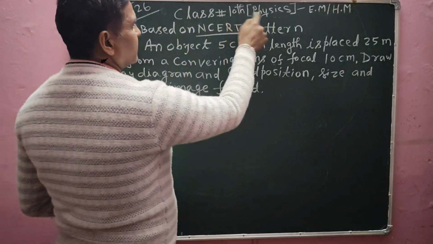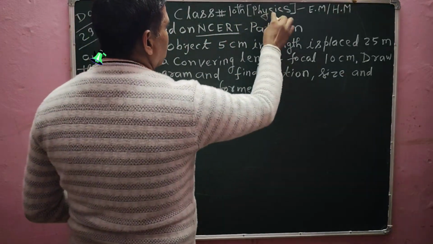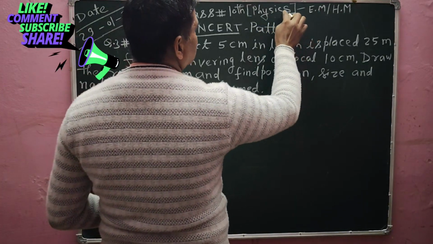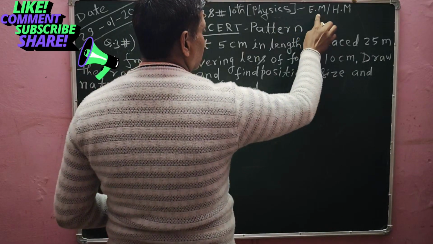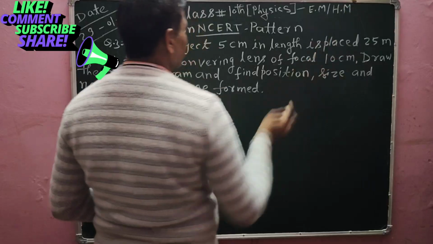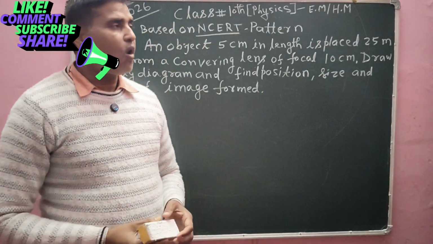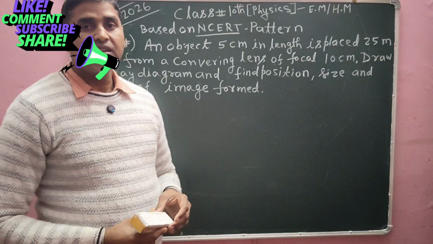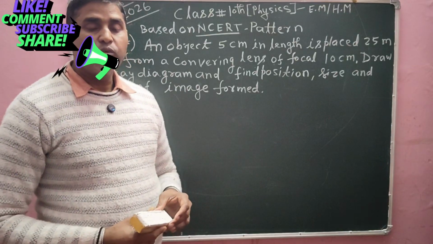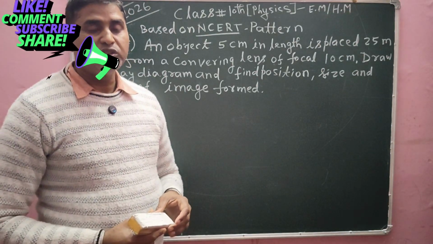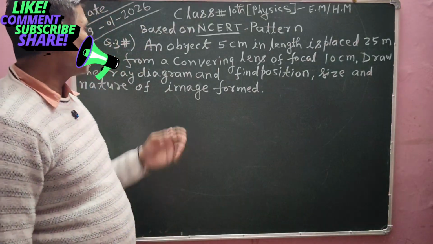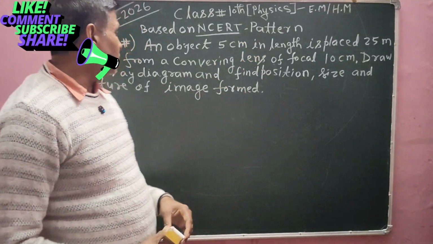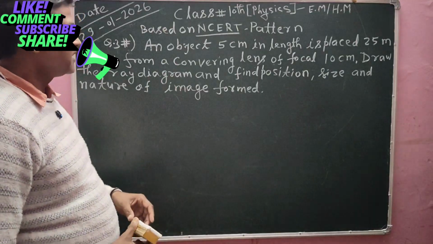This is class 10th physics, and it is available in both mediums: the English medium and the Hindi medium. First of all, I will explain all the information about lens in English, and then I will translate it into Hindi. So students who are reading in Hindi medium, that is in UP board, can understand the concept in detail. It is also based on the NCERT pattern, so we have to follow that concept.